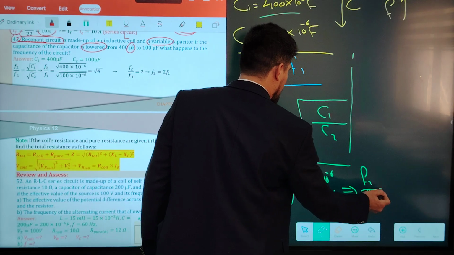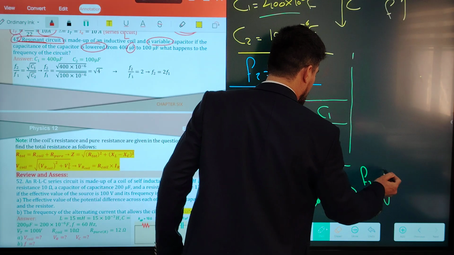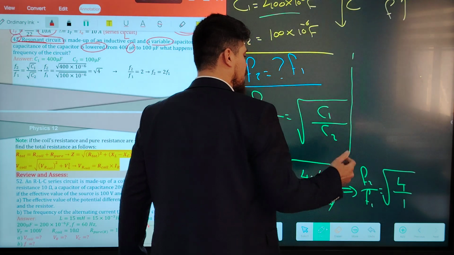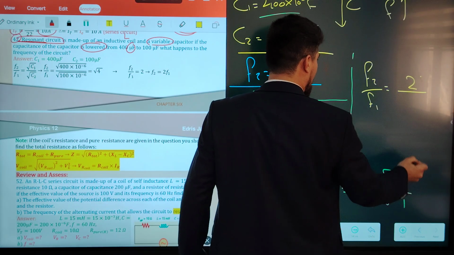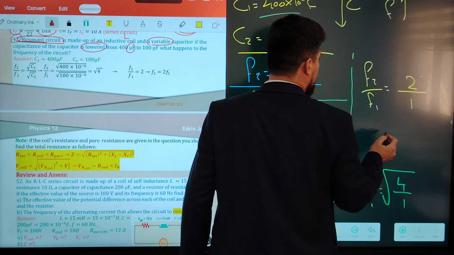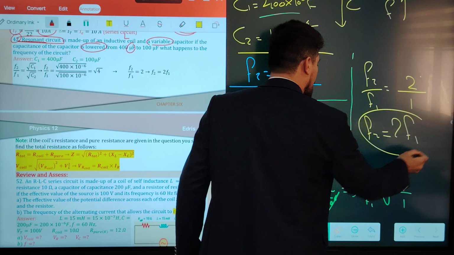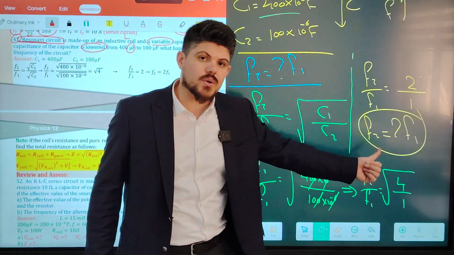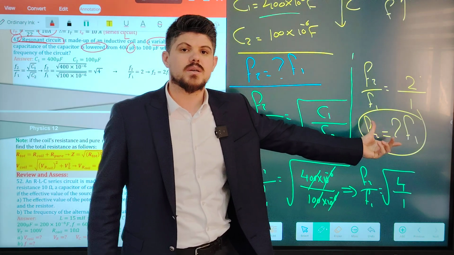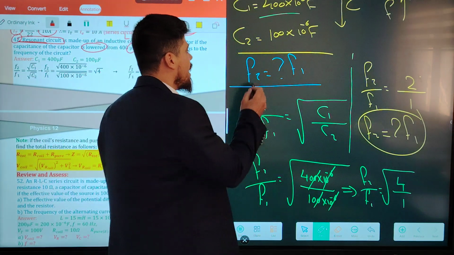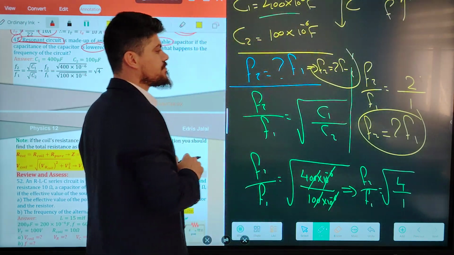F2 over F1, negative 6 cancelled. The 2 zeros with these zeros cancel. What does remain? 4 over 1 is equal to 4. So F2 over F1 is radical 4 over radical 1, 2 over 1. Cross product: 1 times F2, F2; 2 times F1, 2F1. The frequency the second time, after lowering the capacitance, becomes twice as much as the frequency the first time. So F2 is twice as much as F1.